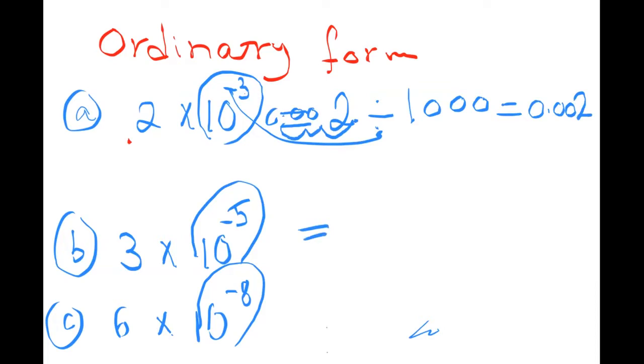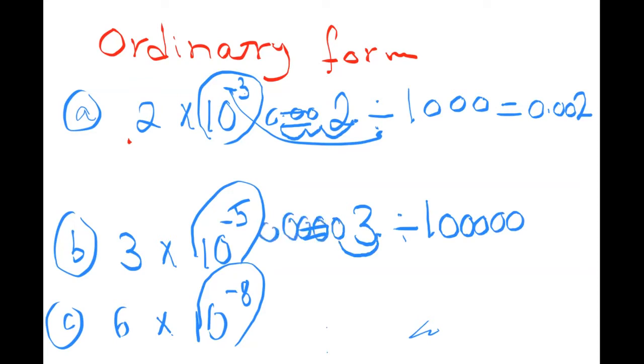Here is another number. I want to write it in ordinary form. So it will be 3 divided by 1 and 5 zeros. 1, 2, 3, 4, 5. Okay, so I imagine here I have a decimal point. Then I will move it to the left 5 digits. So here is my 1 digit. Then I place 1, 2, 3, 4 zeros. So my answer will be 0.00003.